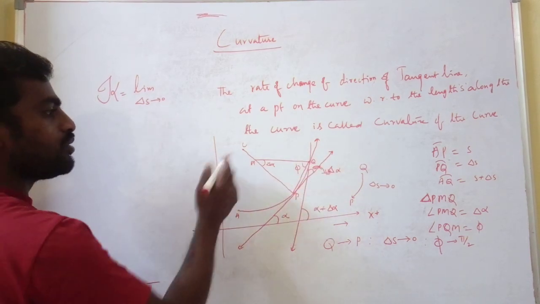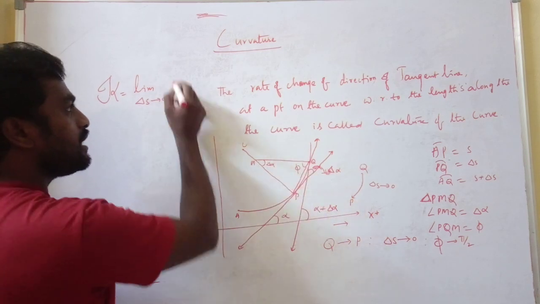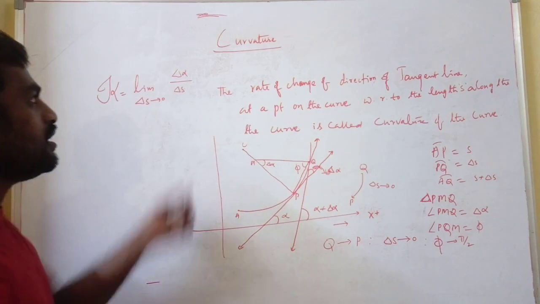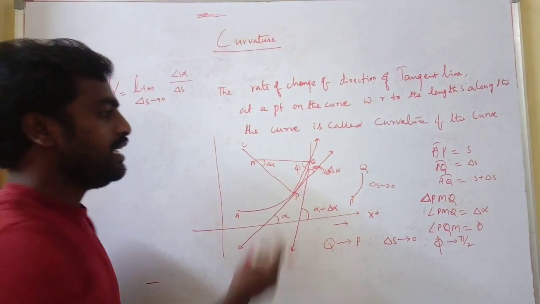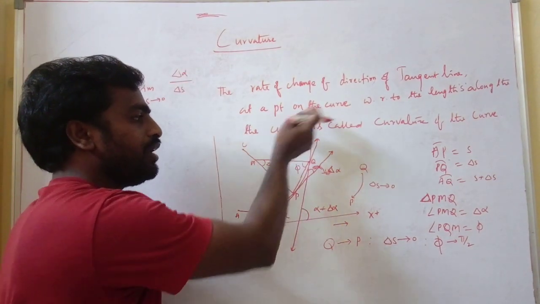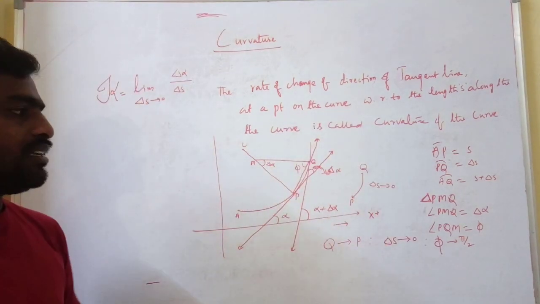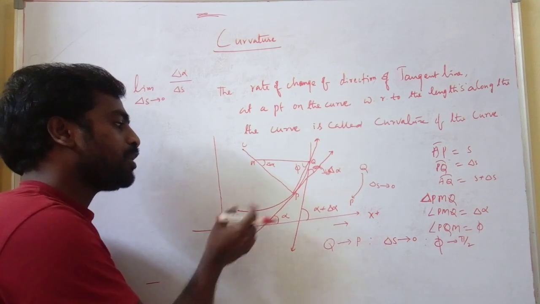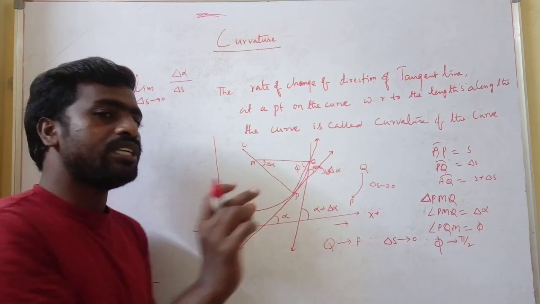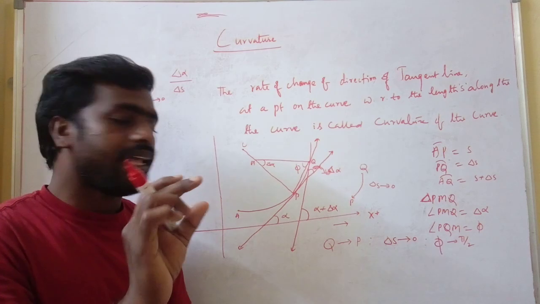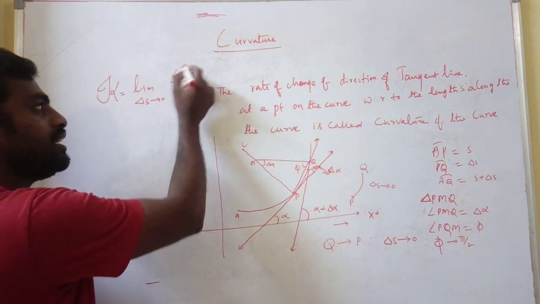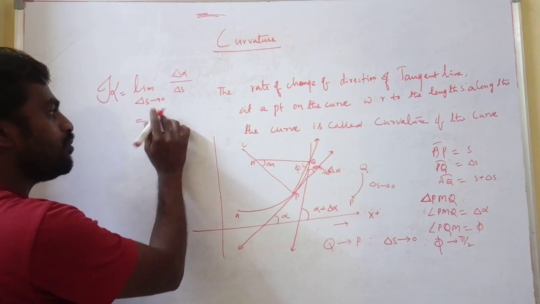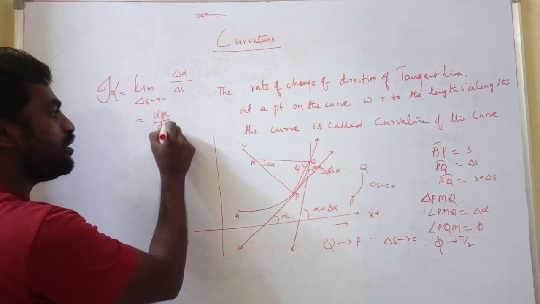The angle between two tangent lines is delta alpha, and the distance is delta S. The direction can change, positive to negative or negative to positive, whatever direction. So the tangent line direction changes along the curve with respect to the length of the curve. When the length changes, the direction of the tangent line also changes. That is indicated by delta alpha by delta S, which is exactly equal to d alpha by ds, the derivative term.